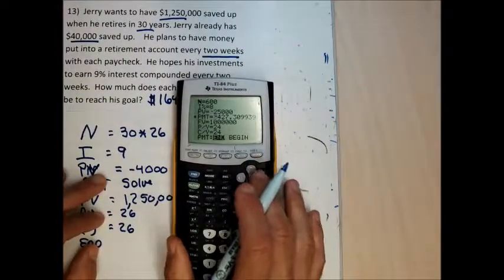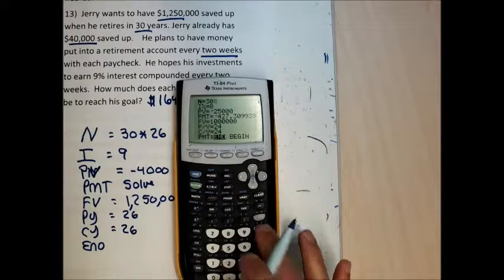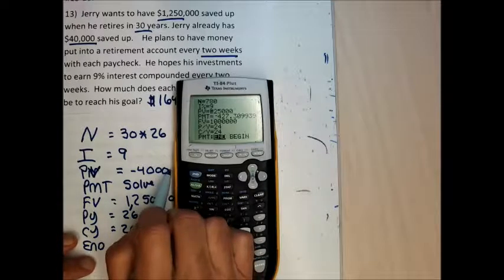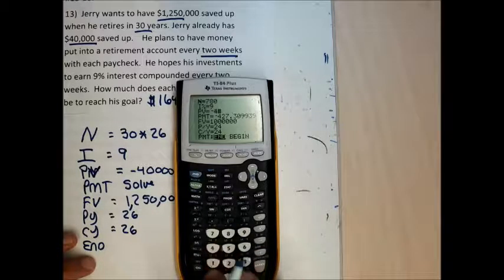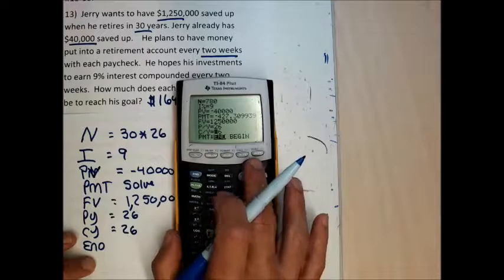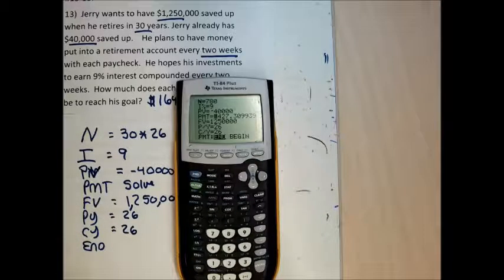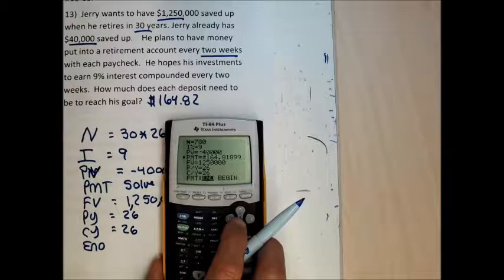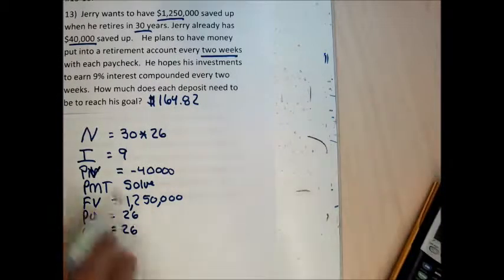So in for the N, I type 30 times 26. Turns out to be 780. 9 for the I, negative 40,000, I forgot a zero there, for the PV. Skip over the payment, do 1,250,000 for the future value. Change the PY and the CY to 26. Arrow up to the payment, hit my green alpha button followed by enter, and I see $164, and that rounds to 82 cents, so I feel good about that.